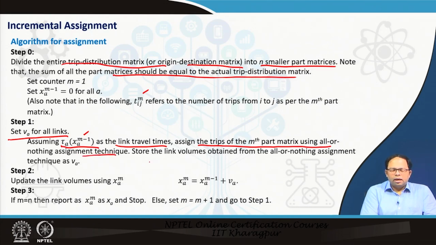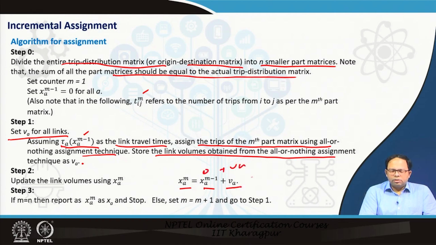So, and then store the link volumes obtained from the all or nothing technique as VA. What it basically means is we assign the entire first chunk of the trips that we have divided into the network using the travel times that are there, and then we will update the total link volume. The updated link volume is XA^m = XA^(m-1) plus VA. Initially it was 0, so 0 plus VA.